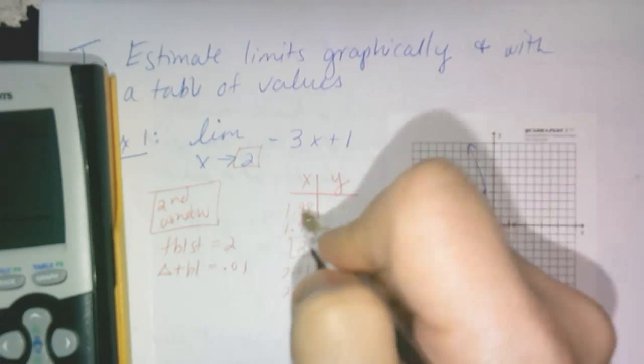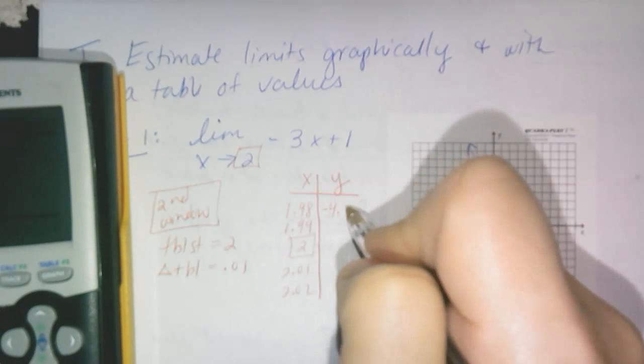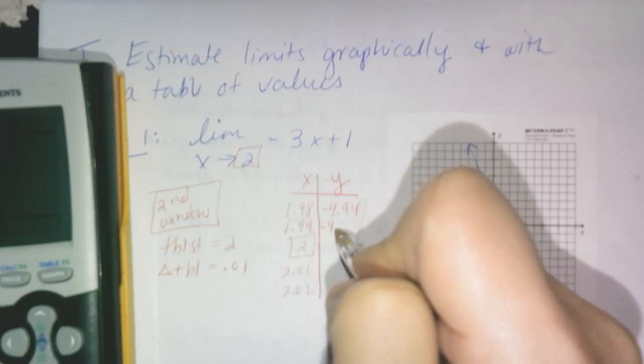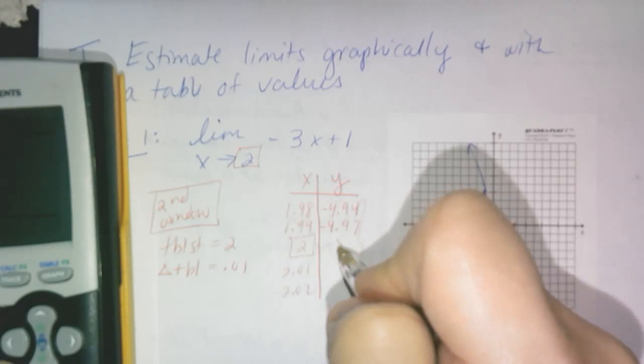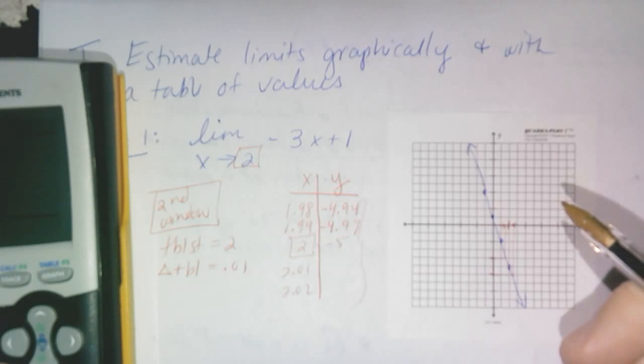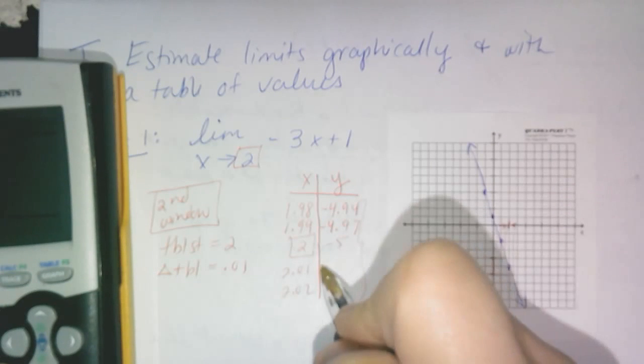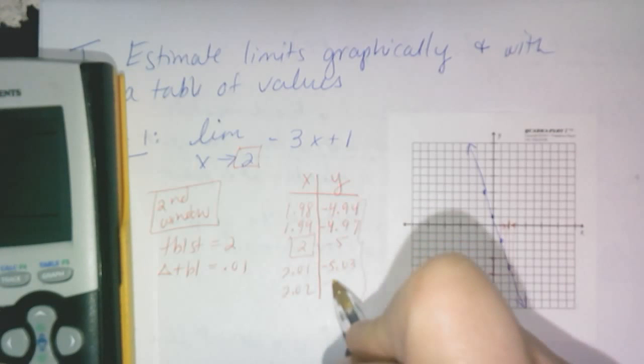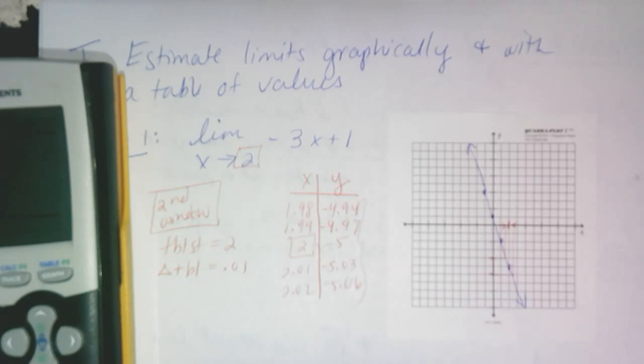Well, let's see. At 1.98, I'm at negative 4.94. Then I'm at negative 4.97. Negative. Did you type it in correctly? Let me look. Come here, Chad, bring it up.